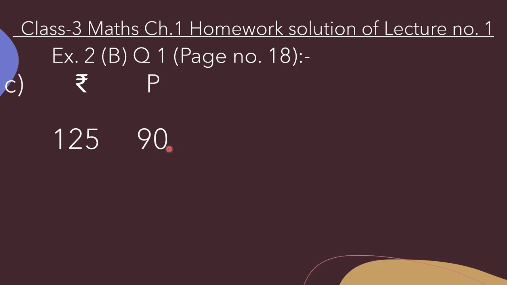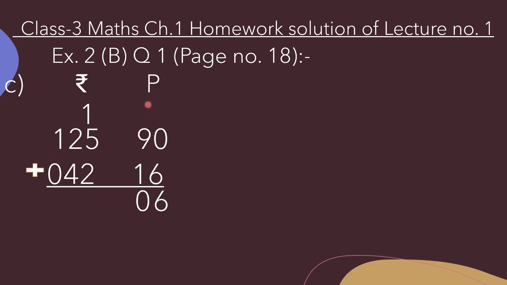Okay. C part. 125 rupees 90 paise and 42 rupees 16 paise. Now we have to add. So 0 plus 6 is equal to 6. 9 plus 1 is equal to 10. So here we will write 0 and 1 will be carry over. Okay. पैसे में बेटा 2 डिजिट से ज्यादा हम नहीं लिख सकते. सो अगर यहाँ पर 1 आ रहा है तो इसका कैरी कहाँ चला जाएगा? रुपीज में चला जाएगा. ओके.